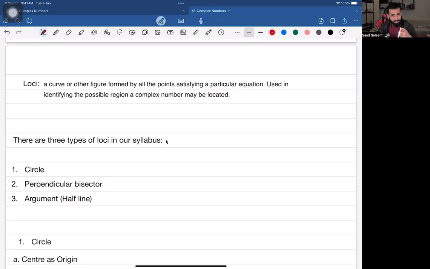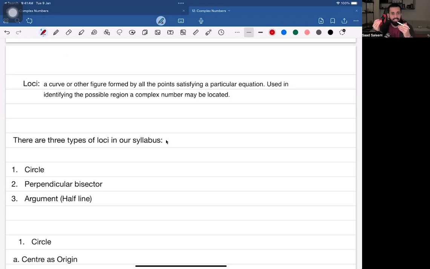For example, a circle is a loci. The equation of a perpendicular bisector is also a loci. Now what exactly is it about a circle? All the points on the circumference of a circle have a fixed distance from the center point. So the points on the circumference are basically locus of points. A locus is a collection of points which satisfy a certain condition, and that condition is that all the points are equidistant from a fixed point.